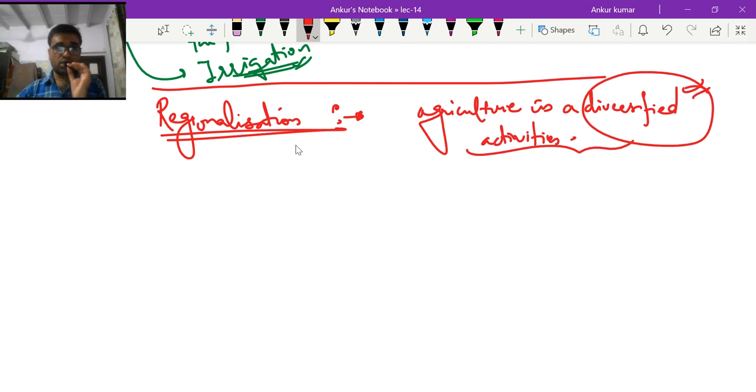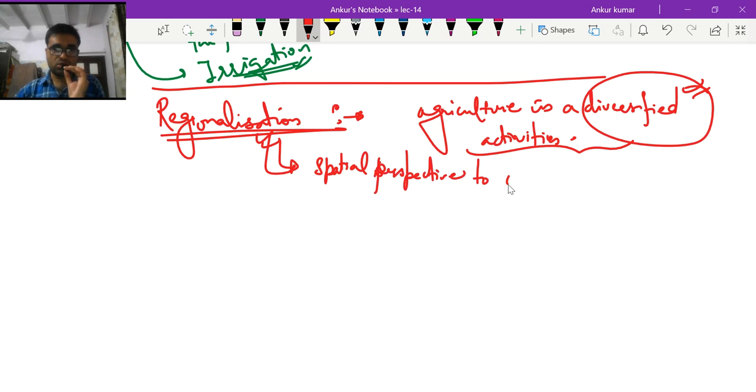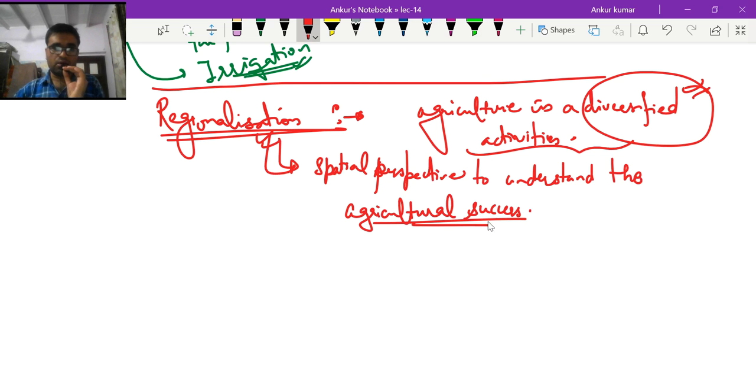Because of this, we need to understand the different spatial perspectives of agriculture, meaning different regions have different spatial capabilities and different growth potential for different crops. That is what we will understand in regionalization. So it is the spatial perspective to understand agricultural success.